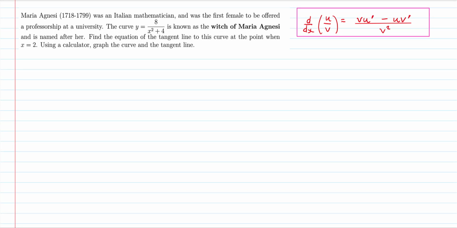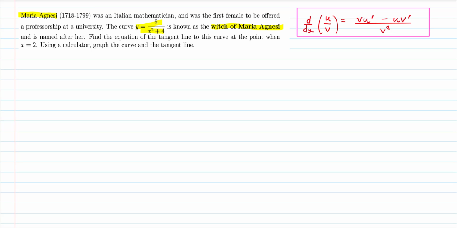In this video, we're going to look at this question here, where we're given this curve, y is equal to 8 over x squared plus 4, and that curve is known as the Witch of Maria Agnesi, and it's named after an Italian mathematician who was known as being the first female to be offered a professorship at a university.